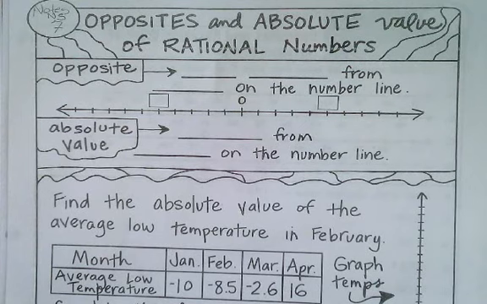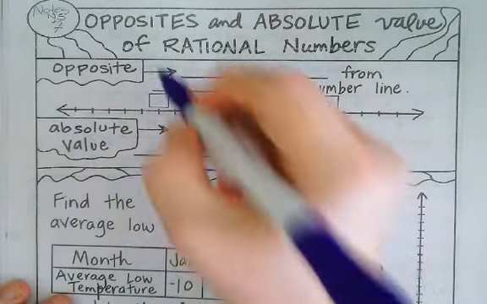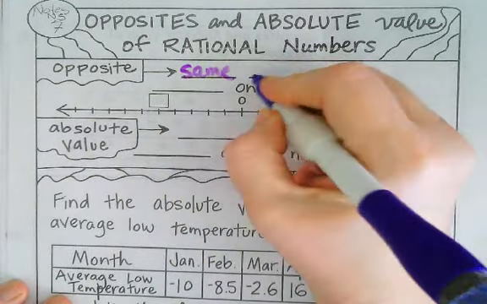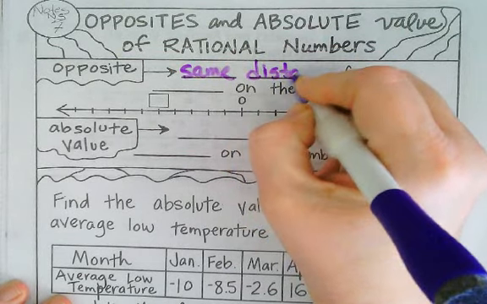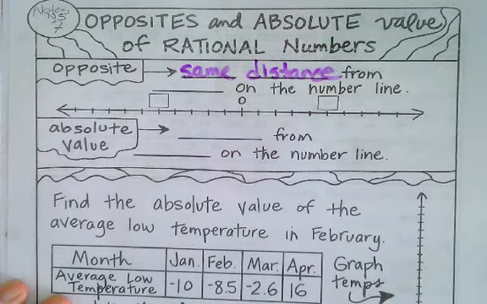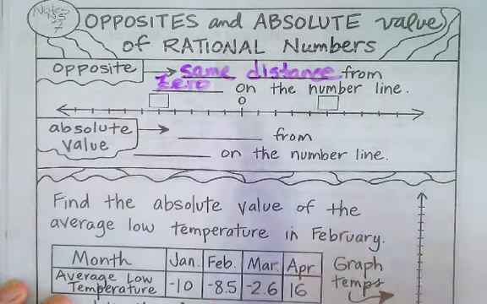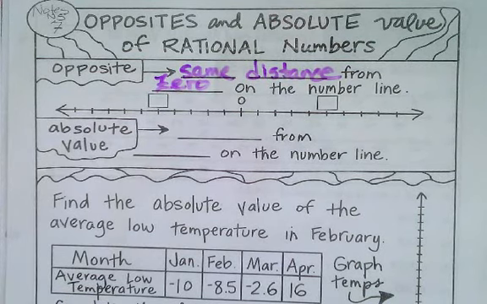Now, what we're looking at is opposites and absolute value. So we're talking about 0 here somewhere. Look at this. Opposite tells us it is the same distance from our old buddy 0 on the number line. Okay, same distance from 0.